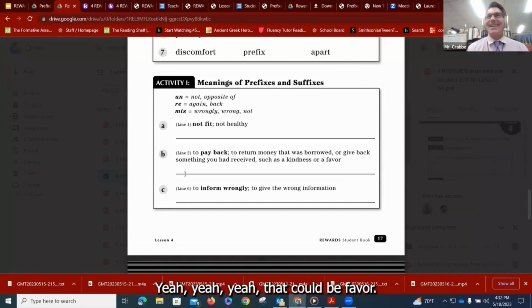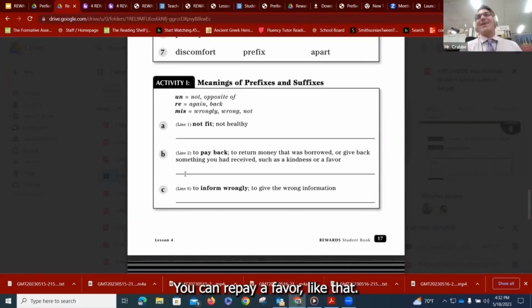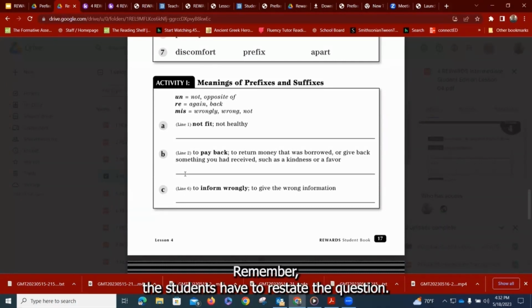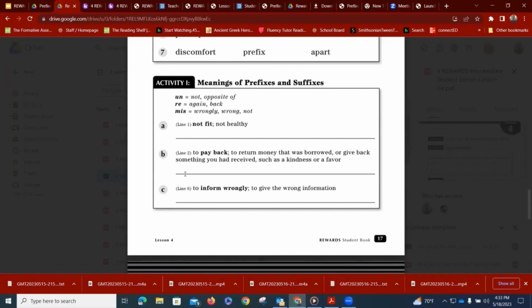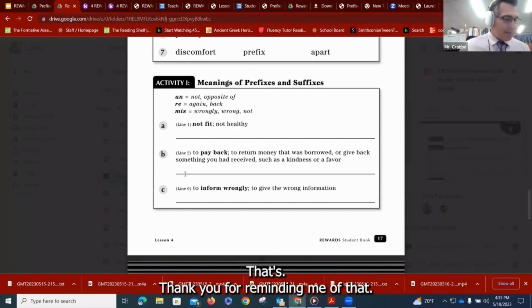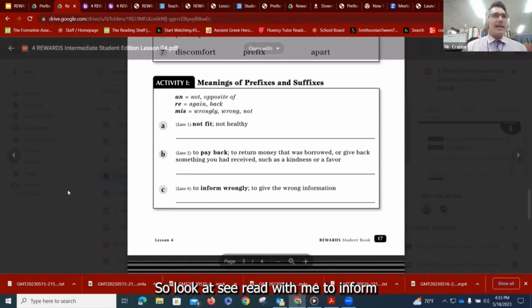That could be done. Yeah, that could be done. You could repay a favor. But remember, the students have to restate the question. They can't just answer with what they would pay. They have to say the whole sentence. That is correct. Thank you for reminding me of that. So they do need to restate the whole sentence. So that's key. So look at C, read with me.